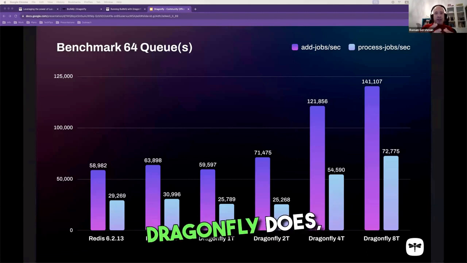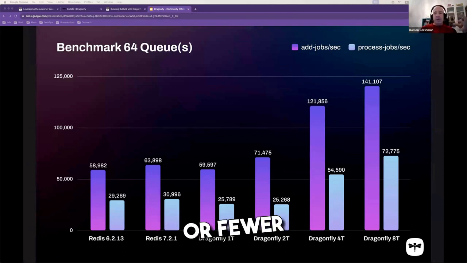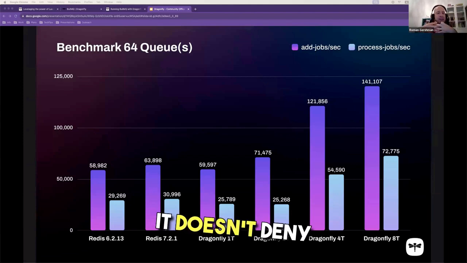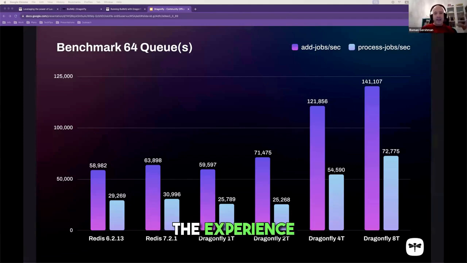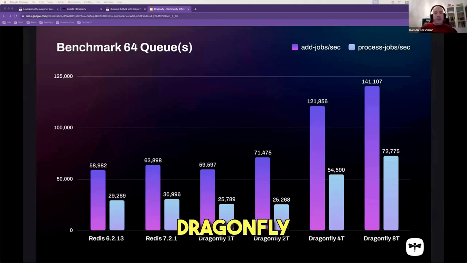So, what Dragonfly does, it embraces the reality. People want to run smaller or fewer instances with significant workload on each of them. And this is what Dragonfly does. It doesn't deny the experience of data architects. It doesn't push back. It embraces the right approach. So people can just run significantly bigger workloads on each Dragonfly instance and use less hardware, and it's much simpler.